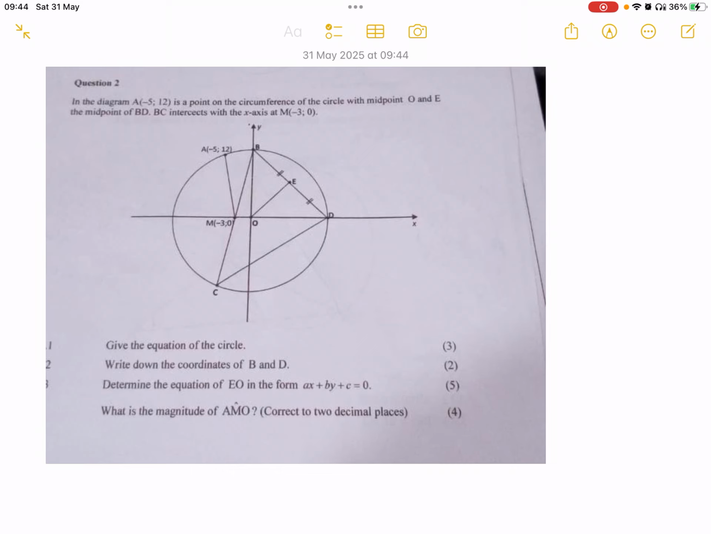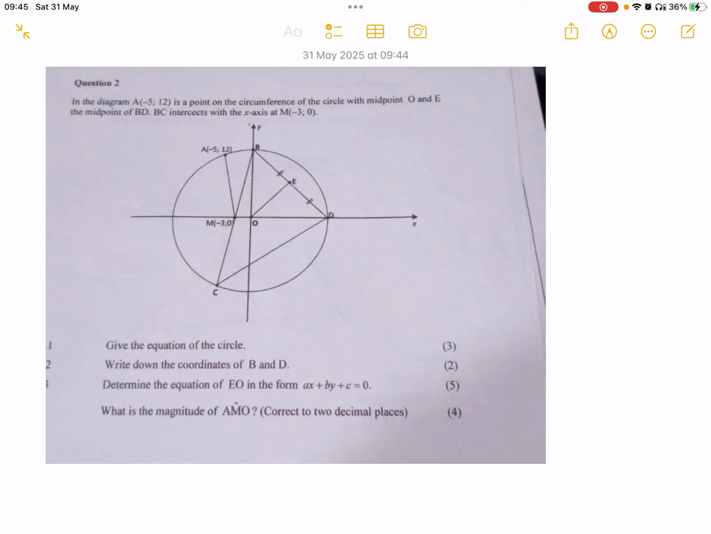And it's question two, possibly from a test or assignment that I was given. In the diagram, you're given A, which is a point on the circumference of the circle with midpoint O, and E being the midpoint of BD. And BC intersects the x-axis at M.